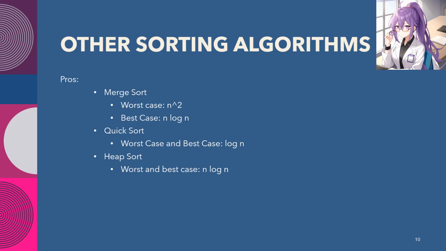But the most efficient sorting algorithm, at least of the ones included here, is quicksort, which has a worst and best case runtime complexity of log n. And keep in mind, in computer science, unless otherwise specified, every time we say log, we always mean log base 2.